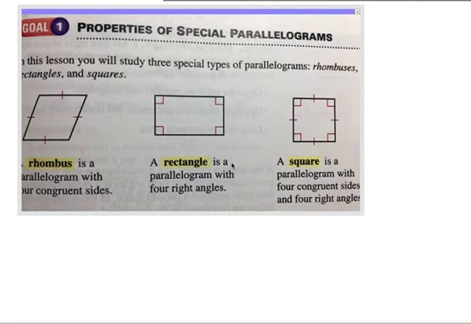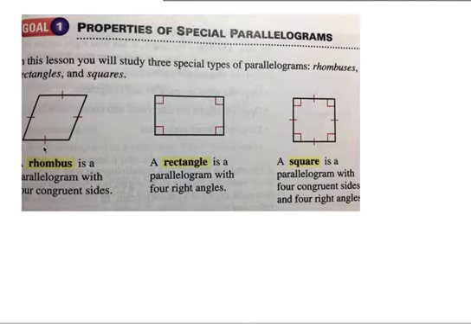Hello, geometry students. We are picking up with section 6.4, rhombuses, rectangles, and squares. If you have not already done so, make sure that you have your textbook with you and that you have your textbook open to page 347. All right, what we're going to do now is learn a little bit about, you guessed it, rhombuses, rectangles, and squares.